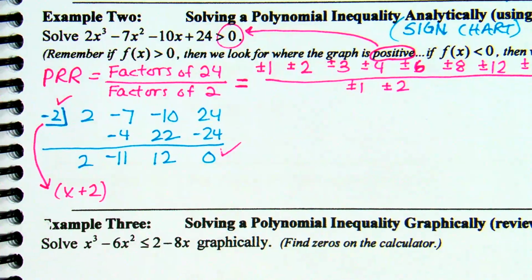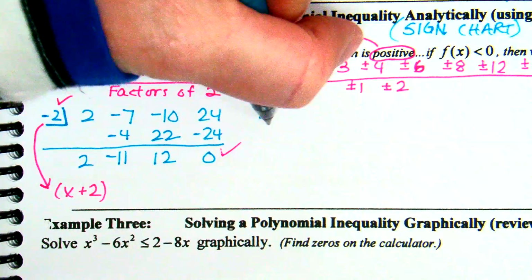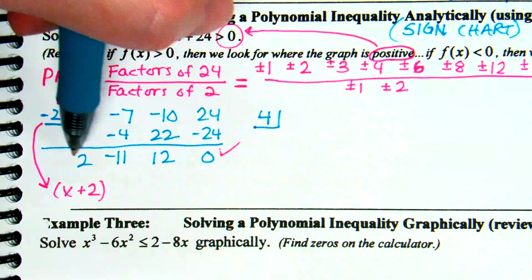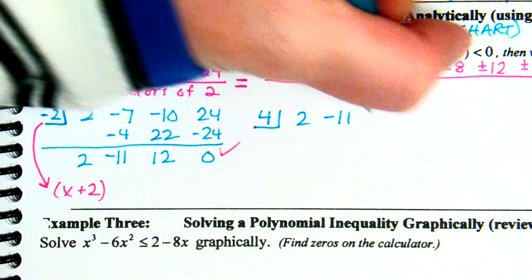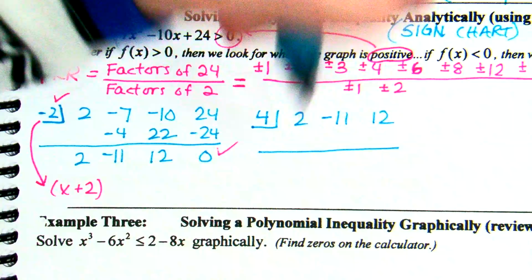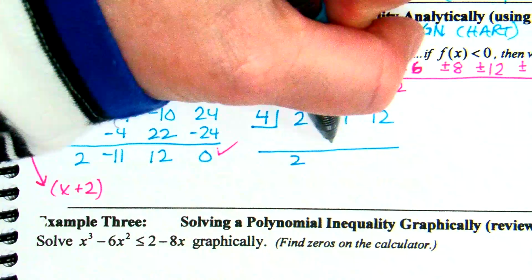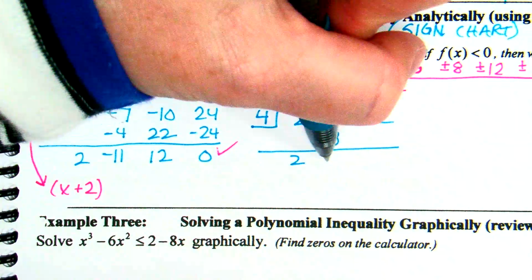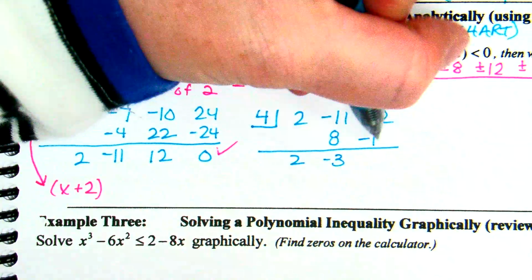Okay, so now we're going to use the 4, because the 4 was the other one the graph suggested. Notice he said use those 3 numbers. We're using now 2, -11, and 12. So drop the 2. 4 times 2 is 8. -11 plus 8, -3. 4 times -3, -12. 12 and -12 is 0. What happened? It worked. What does 4 represent as a factor? x minus 4.